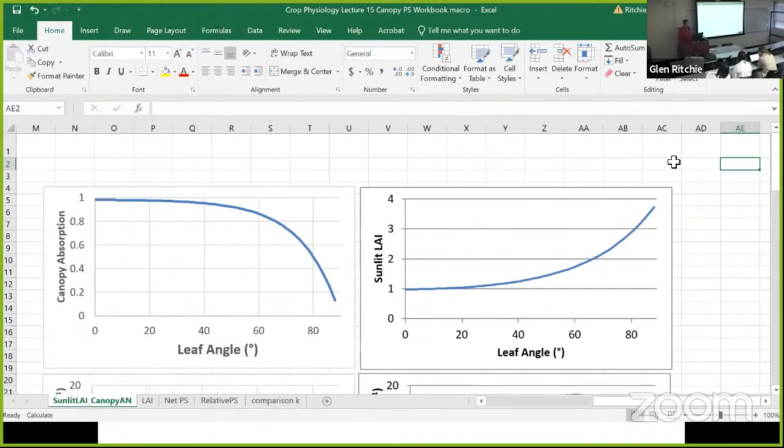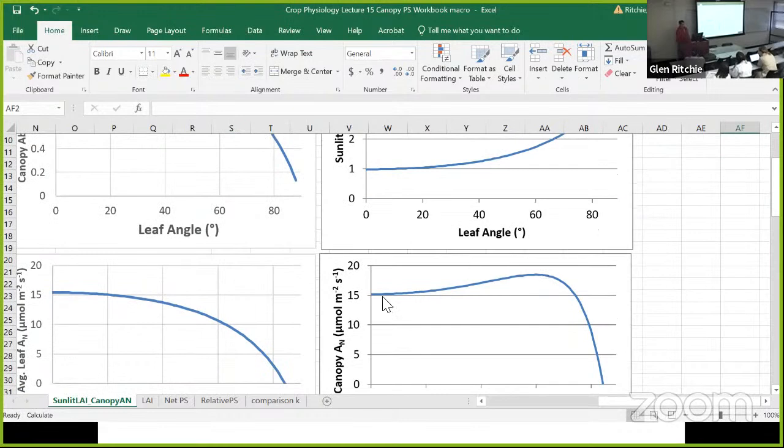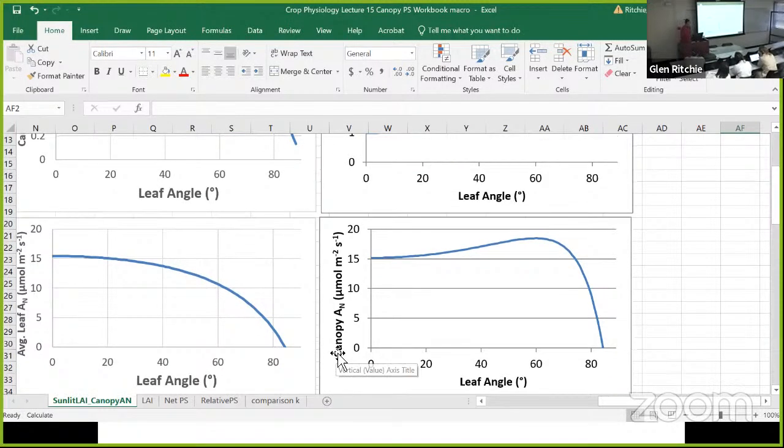Now look at our sunlit leaf area index and see how that's taking off on us. Now look what happens with our net photosynthesis. Our canopy net photosynthesis has actually risen above that which you would have with horizontal leaves by having leaves at a greater angle. So in this case, we're maximizing at a leaf angle of about 60 degrees. So now we've suddenly gone from a situation where it's advantageous to have horizontal leaves to where it's actually advantageous for these plants to have vertical leaves.